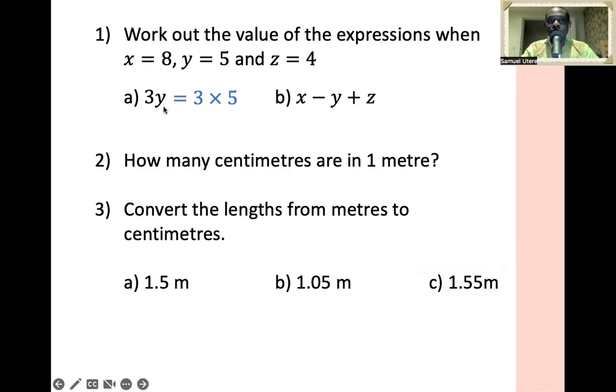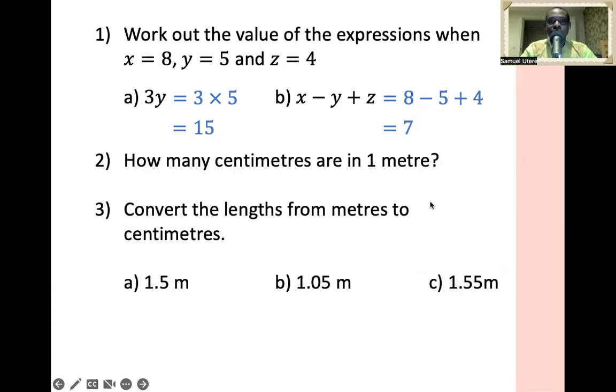So 3y will have to be in algebra. If you don't understand what this means, you can go and watch our lessons, which we had done in term 1. So this means 3 times whatever y is. In this case, y is 5, so your answer should be 15. Here, you substitute the values. X is 8. So when we substitute the values, it's going to translate into 8, subtract 5, add 4. So now, 8 subtract 5 is 3. 3 add 4 is 7. So your answer will be 7.